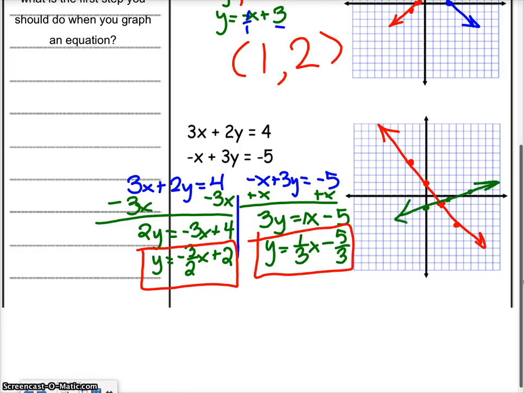And they intersect somewhere. I don't expect you to find it, because you don't need to know that part yet. All I want you to do is graph normal lines that they have a perfect intersecting point.